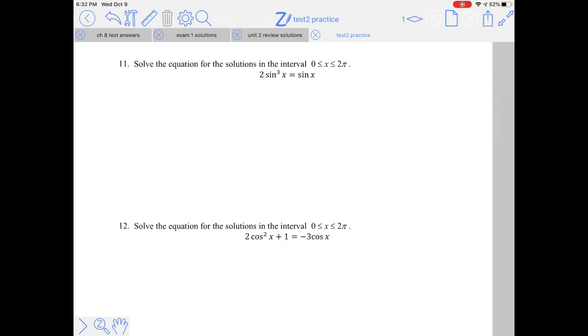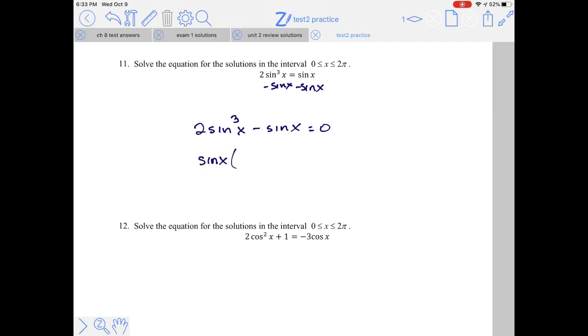Okay. Solve the equation for solutions in the interval 0 to 2 pi. Suggestions. We're trying to solve for x. That's a good way to start. Subtract sine x on both sides. We did a problem very similar to this on Monday. And this is going to be a really useful tactic when solving trigonometric functions: factoring, looking for common factors you can factor out. In this case, we have a common factor of sine.